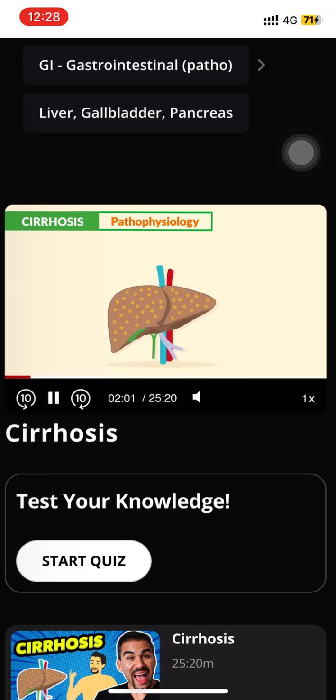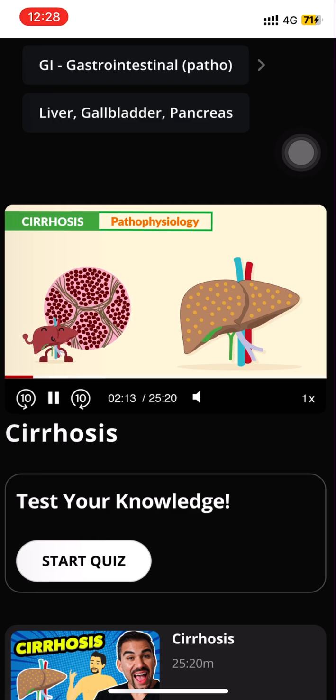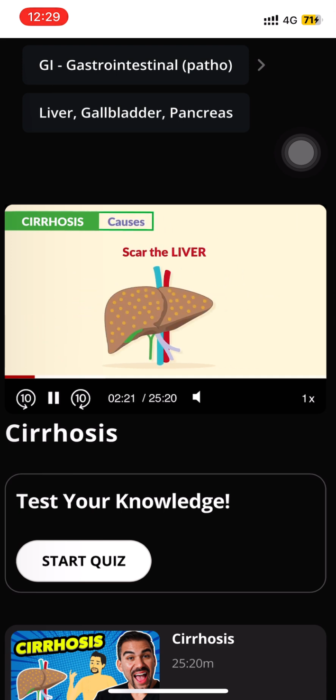Now for cirrhosis, the big liver lecture. So the pathophysiology is simple. In liver cirrhosis, just think scarosis for cirrhosis. Normal healthy tissue gets replaced with scar tissue, making the liver hard like a rock. Now, what causes this? Well, think about it here. Anything that can scar the liver in scarosis.